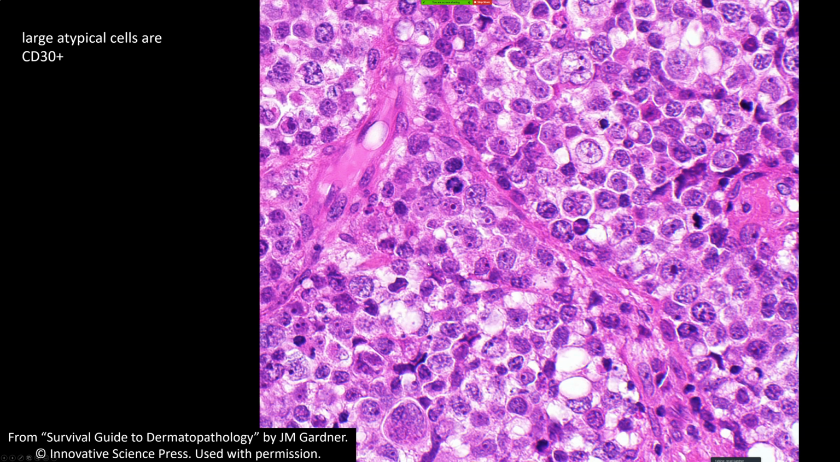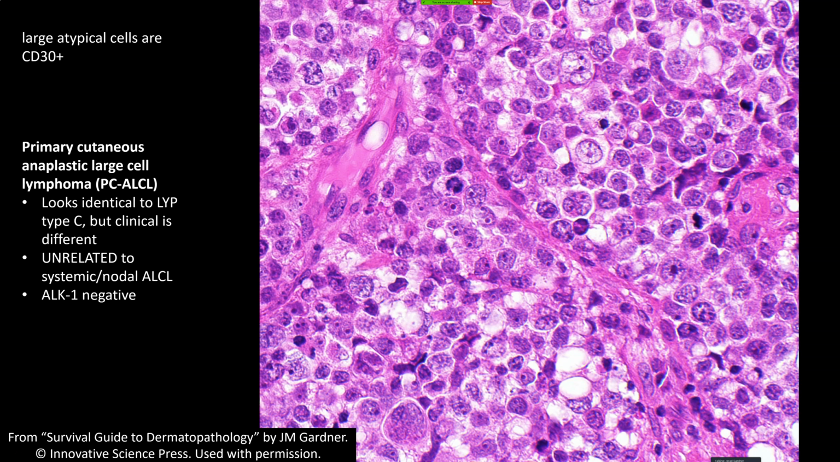When we go closer, there they are. They look ugly and nasty, just like the last case. Of course, they're diffusely CD30 positive. So what's this? Well, this is going to be primary cutaneous anaplastic large cell lymphoma. It looks to me microscopically identical to LYP type C.